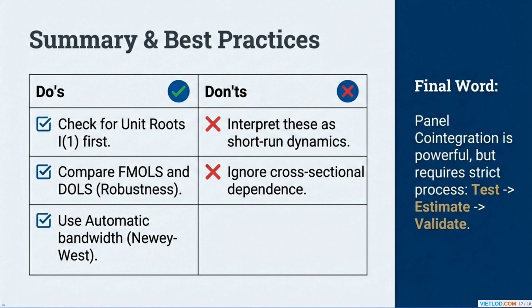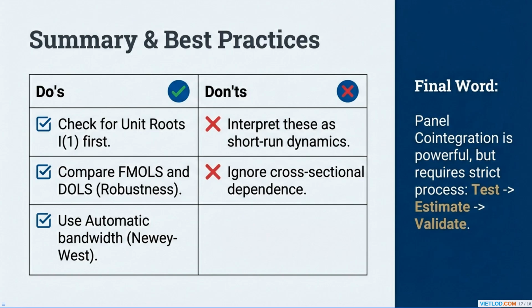Imagine you find a significant relationship between two variables, but the residuals from your model show a clear upward trend. This means the model is systematically failing to capture the underlying dynamics, and the relationship is not a true long-run equilibrium. The unit root test formalizes this visual check. Having walked through the entire process from theory to validation, let's summarize the key takeaways and best practices.